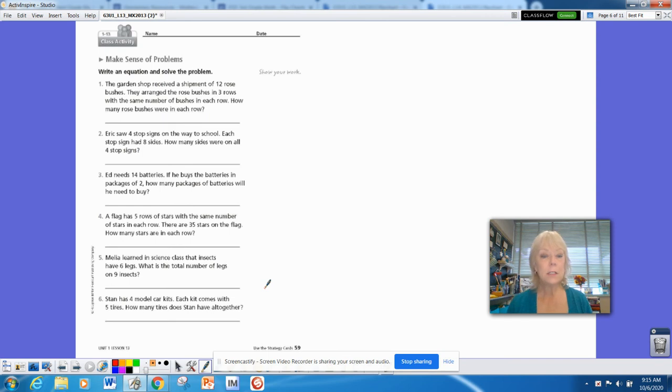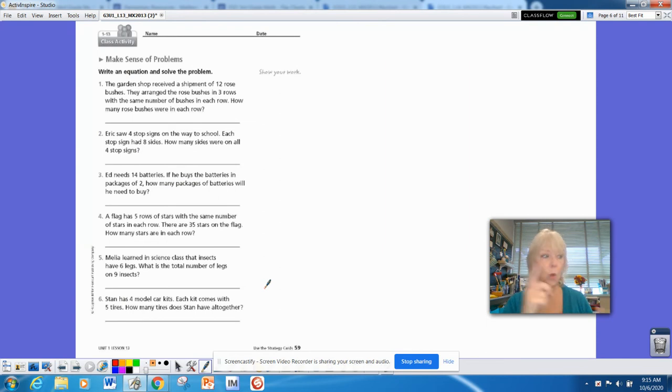All right, boys and girls, this lesson you are working on page 59 and you are going to be writing equations and solving problems, and they're going to be word problems. So this means you are going to need to be really paying attention to how your question is being asked. Is it going to be a multiplication or is it going to be a division?